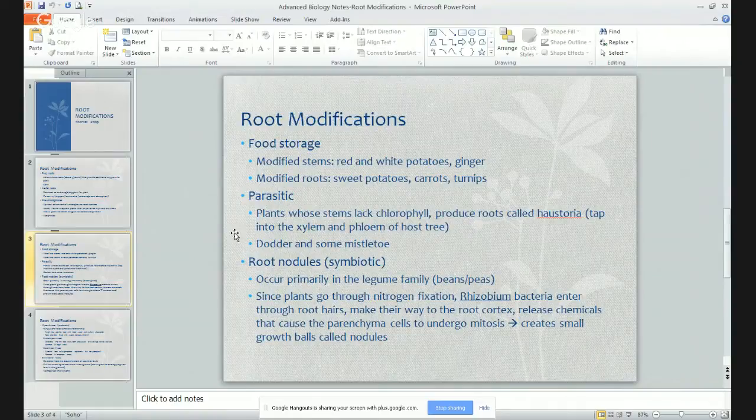The other parasite worth noting is one called a dodder. It kind of looks like a string. It's orange and coiled. It actually burrows all the way into the plant, and that particular one is tapping into the xylem and the phloem, and deriving all the necessary nutrients that it needs to survive.